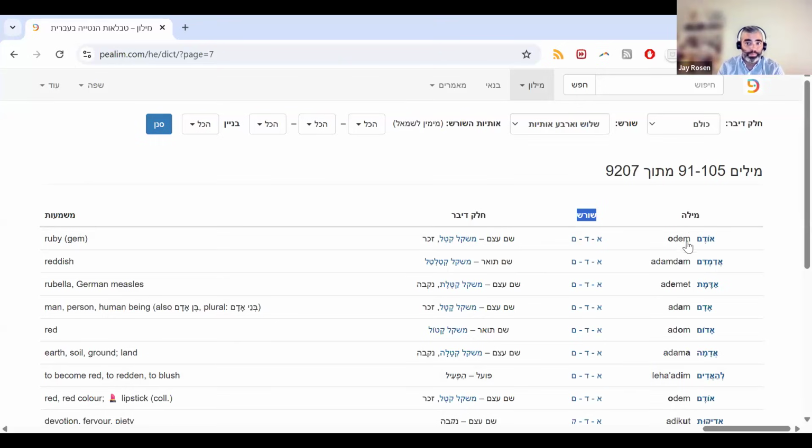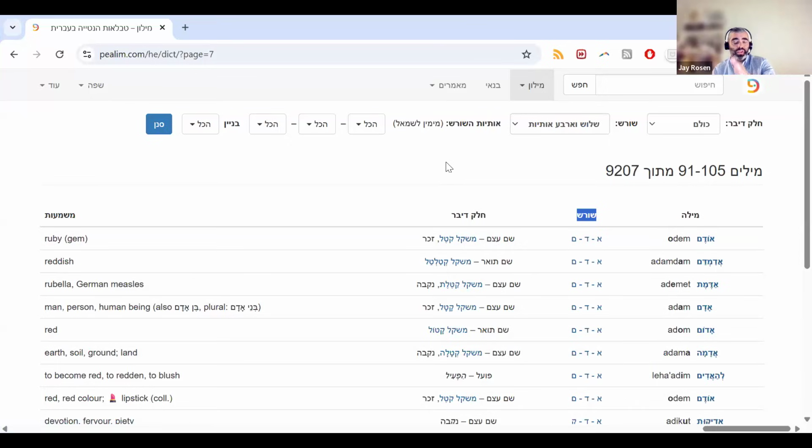Look at it. Mila, right? That XY that I shared with you at the beginning, X, the shoresh, and the chelek diber, right? The part of speech it is. It not only tells you what part of speech it is, shem etzem, noun, shem toar, adjective, poal, verb. It also then tells you mishkal ketel, Mishkal Kotel, Mishkal Ktaltal. That is what we're going to be learning next week, right? That's the form that the root takes in order to convey a specific meaning.